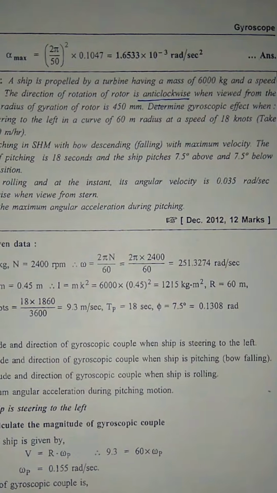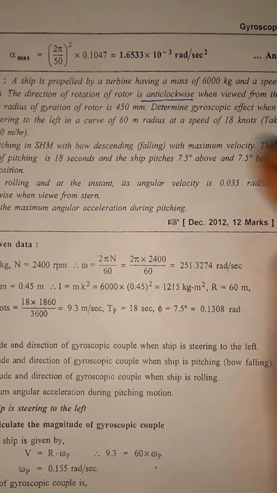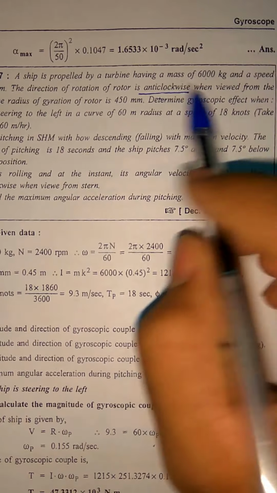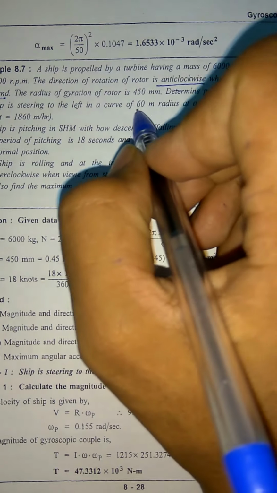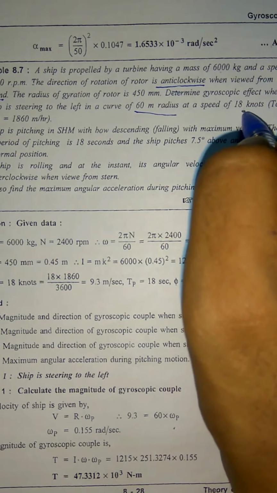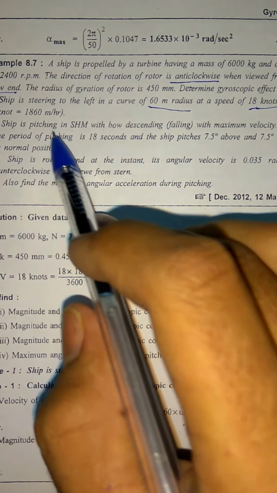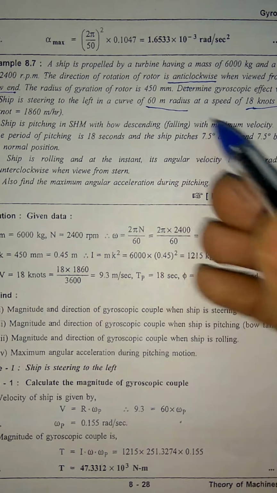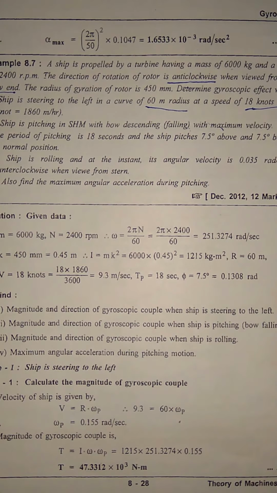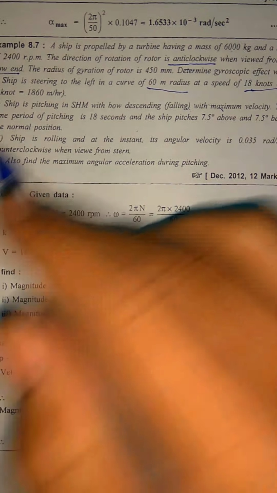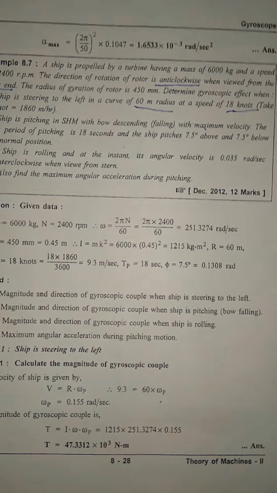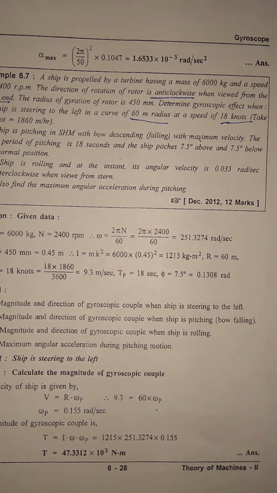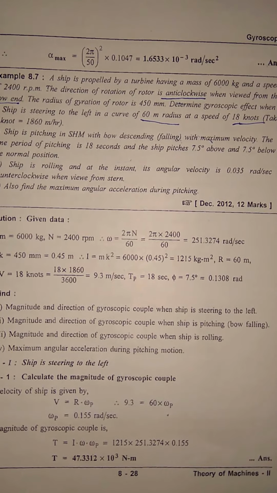You have to remember the radius of gyration of the rotor is 450 mm. And determine the gyroscopic effect when the ship is steering to the left in a curve of 60 meter radius, new term, and a speed of 18 knots, new term again. Ship is pitching in SHM and bow ascending, that is falling with maximum velocity. The time period is given, ship pitches is given, that's okay. Rolls at an instant, that's okay, perfectly fine. It's a very big numerical. This numerical will never appear in your examination.